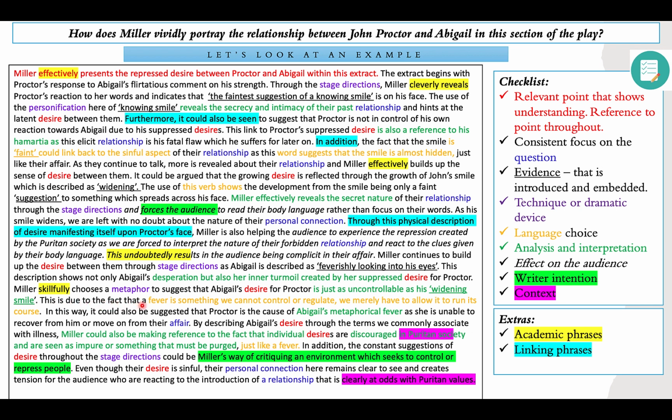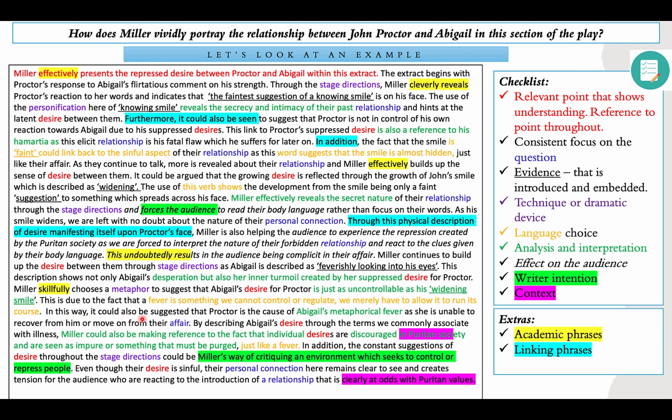This is due to the fact that a fever, so here we're commenting on the language used, is something we cannot control or regulate. So it's always a good idea, when you're thinking about language use and imagery, to think about what that is in the real world. Outside of the play, what would I associate with that word, with that image? Think about that, and then think about how it's been utilised by the writer. A fever is something that we cannot control or regulate. We merely have to allow it to run its course.